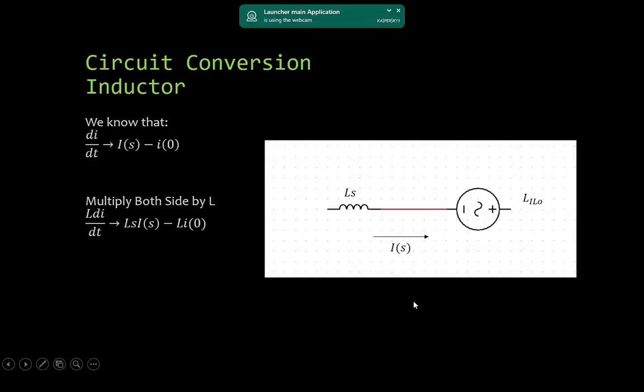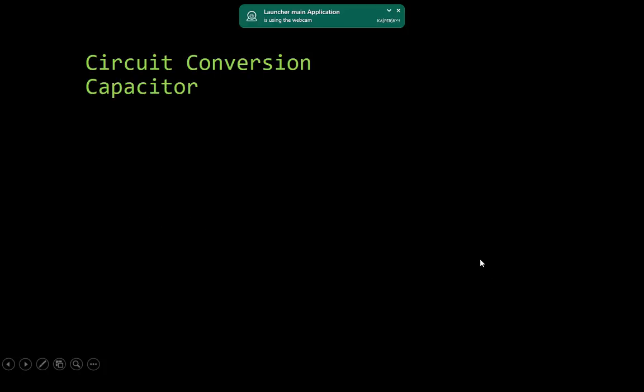So L di over dt is equivalent to LsI of S minus L times I initial. Here you will see the circuit. This is for the Ls, this is the L I initial, and the current is moving to the right.